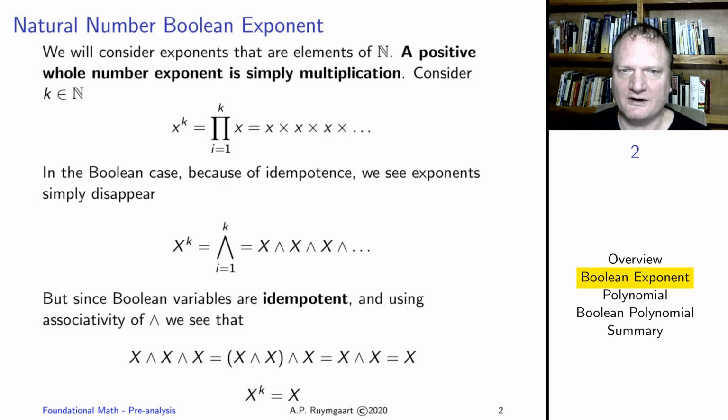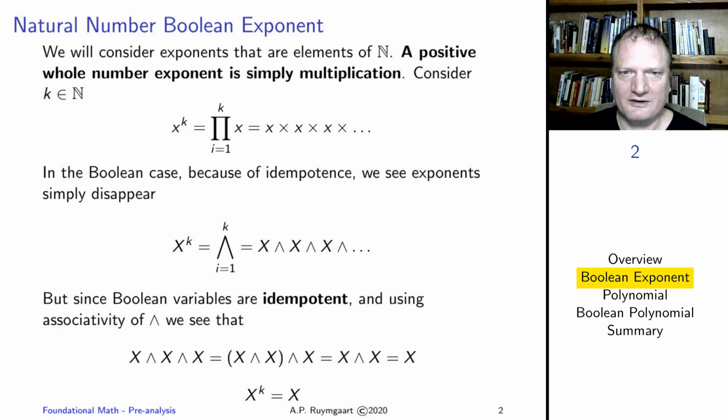Now, x to the k can be written in a different way using, if you haven't seen it before, this big pi looking symbol. The big pi simply means that whatever's to the right of it is multiplied k times. So x to the k is just x times x times x, k times. And that can be written in that big pi notation.